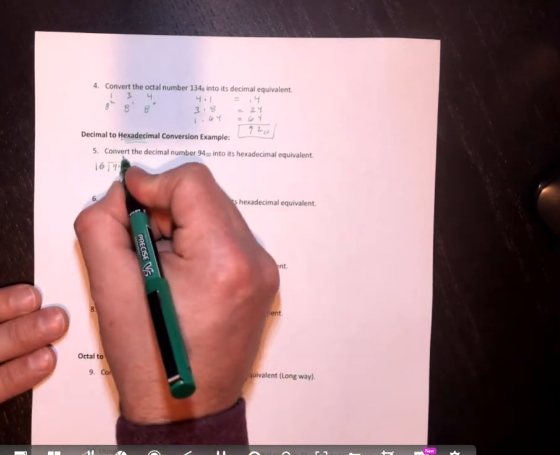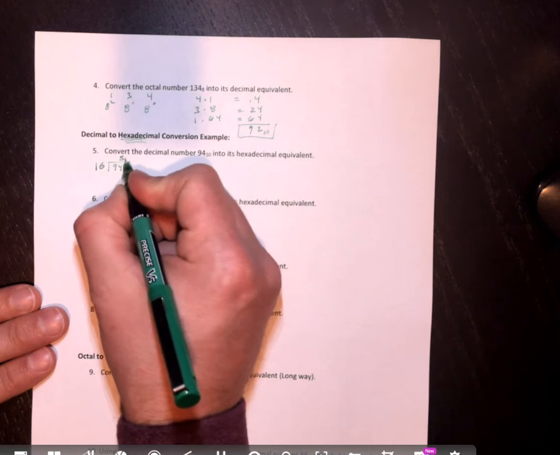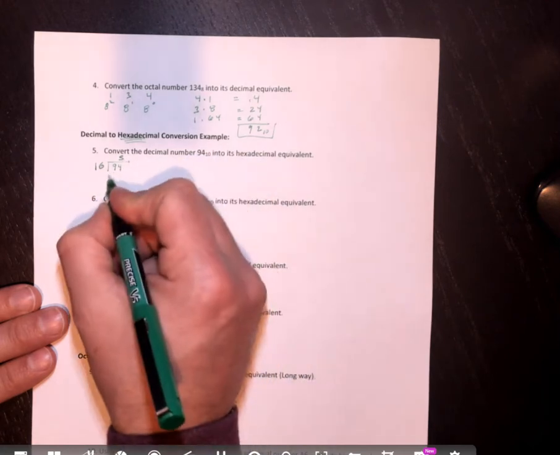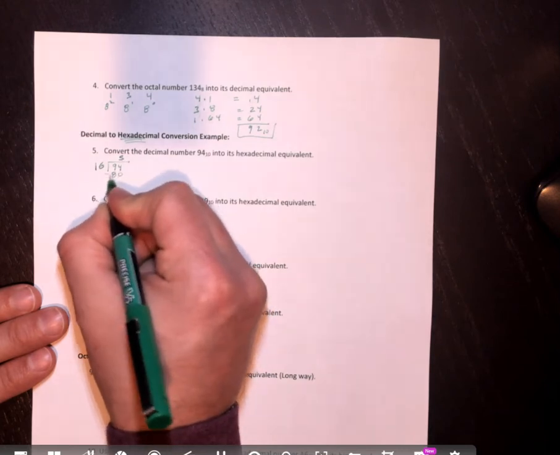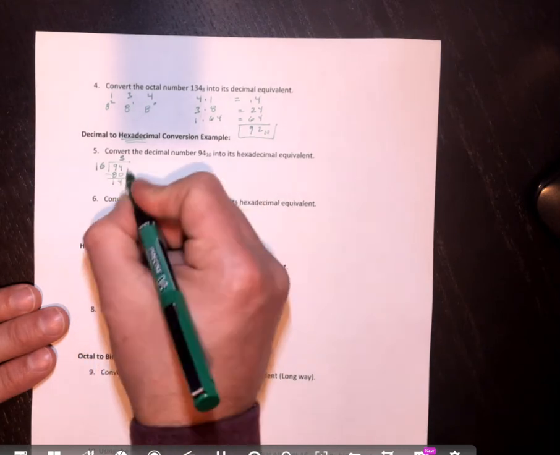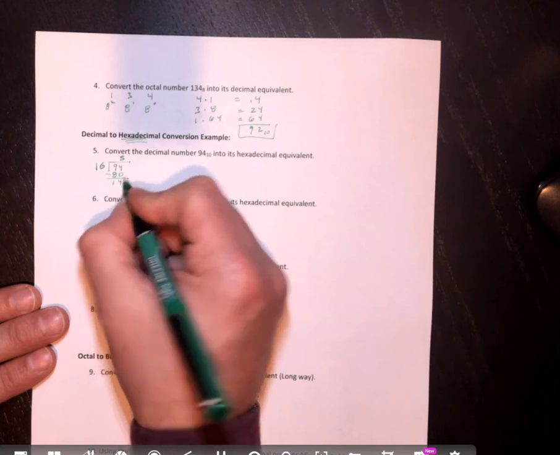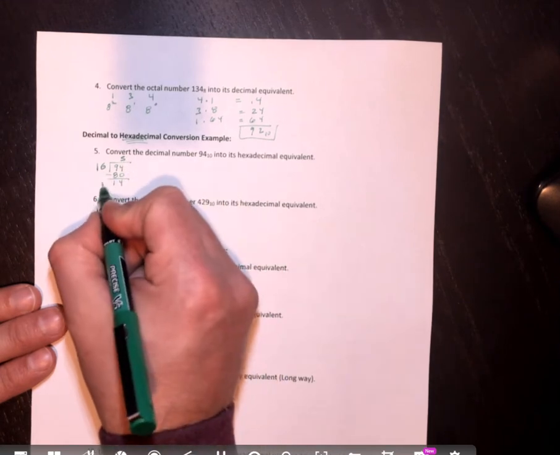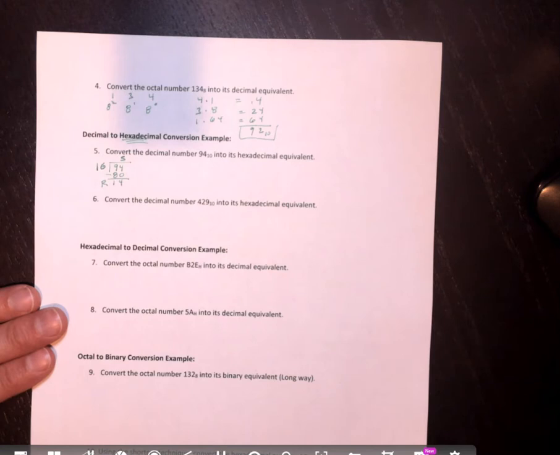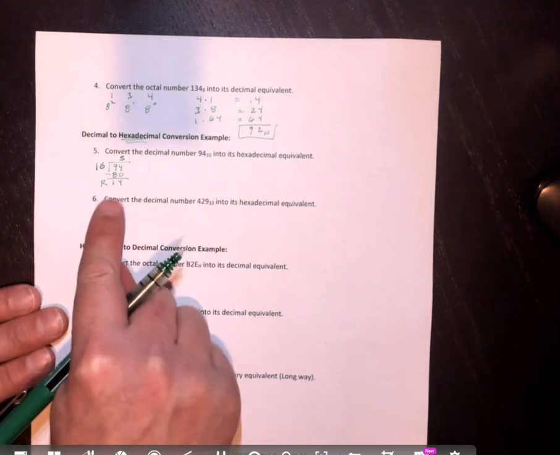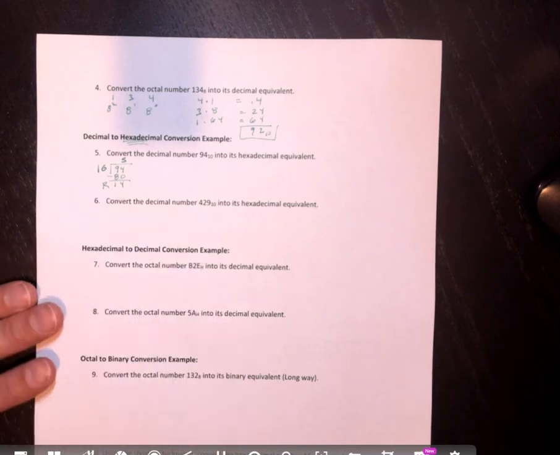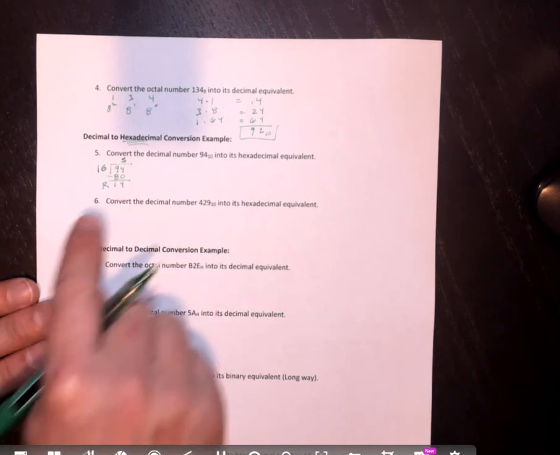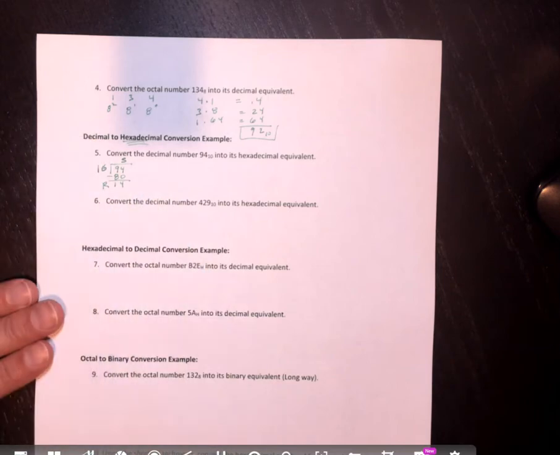16 goes into 94. Let's see, 5 times would be 80, and we're just shy of, right, we're only 14 away. So 5 times 16 is 80, subtract, and we're going to get 14. No more numbers to pull down, and that is less than 16. So we know we got the biggest quotient there. So we have a remainder of 14. Now, I jumped right into doing this, but there's a problem there. That's a 2-digit remainder. How are we going to put a 2-digit remainder in a single place value?